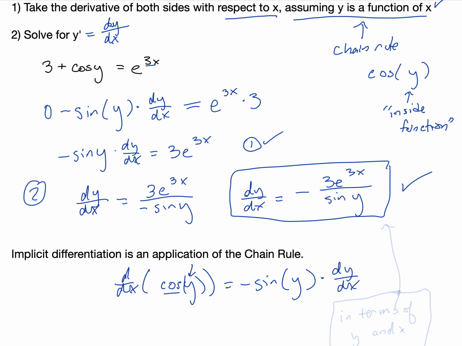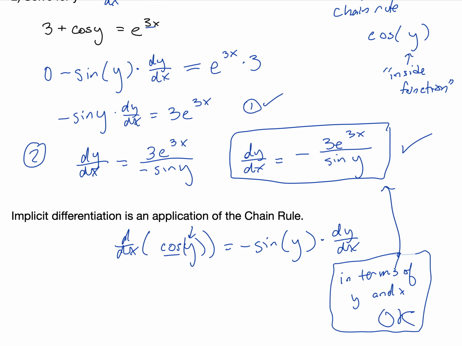The other comment is, again, this solution is written in terms of both y and x. And again, that is okay. That is not a problem. That's what we expect in implicit differentiation.